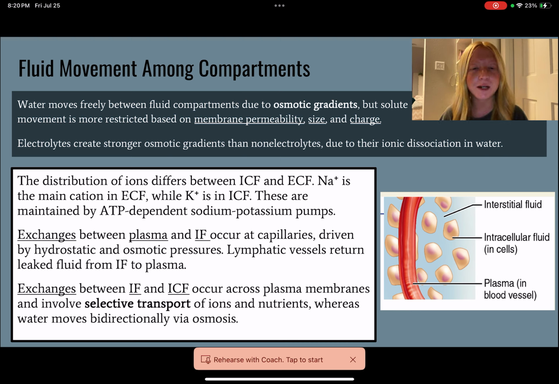Exchanges between plasma and interstitial fluid occur at capillaries, and this is driven by hydrostatic and osmotic pressures. The lymphatic vessels then return leaked fluid from interstitial fluid to plasma. Exchanges between IF and ICF occur across the plasma membranes and involve selective transport of ions and nutrients, whereas water moves bidirectionally through osmosis.